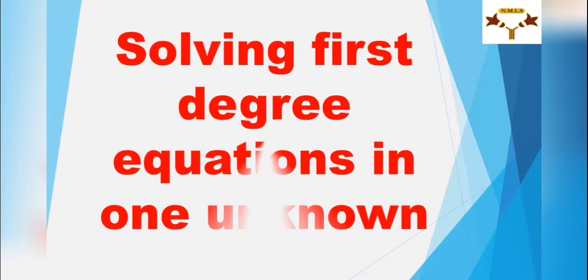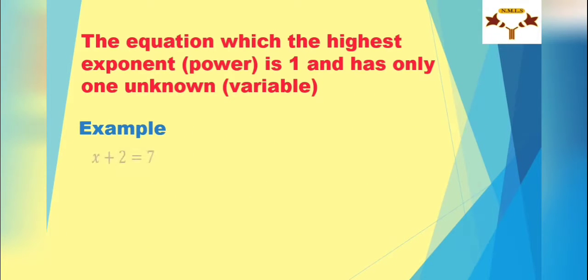Hello dear students, today's lesson is about solving the first degree equations in one unknown. Let's see the meaning of our lesson. Here, in this equation x plus 2 equals 7. In the previous lesson we studied that this equation is of the first degree. Why? Because the greatest power here is x to the power 1, so this equation is of the first degree.